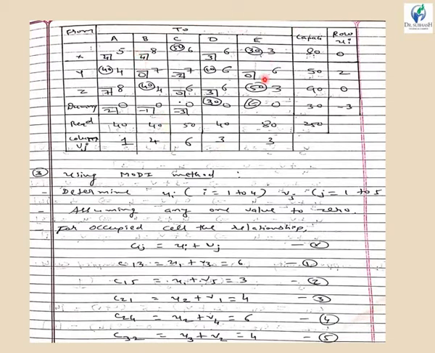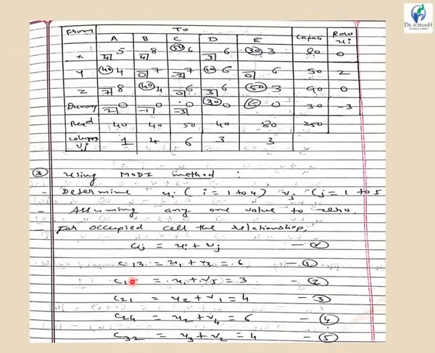Now using Modi method, I have obtained the values of ui. There are 4 rows, so u1, u2, u3 and u4. Similarly for the columns, v1, v2, v3, v4 and v5. So we have obtained these using the relationship for the occupied cells, that is Cij is equal to ui plus vj, giving this as equation x.